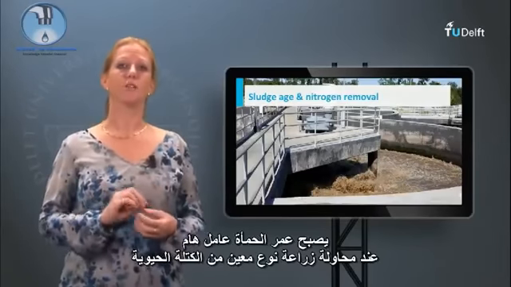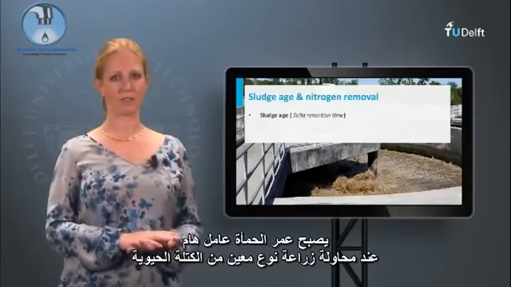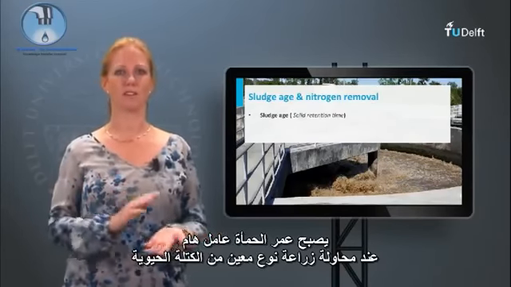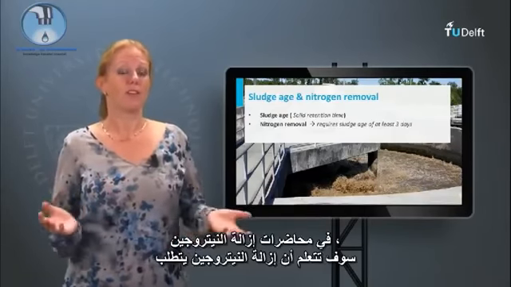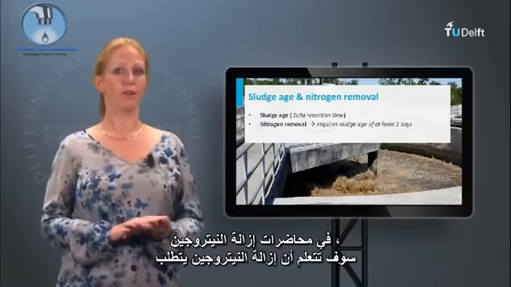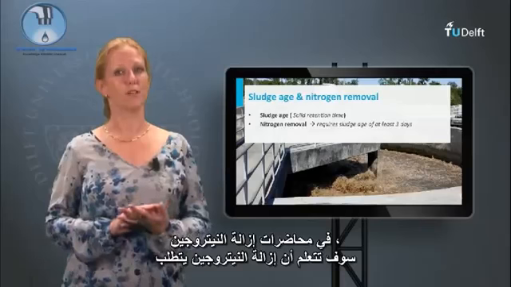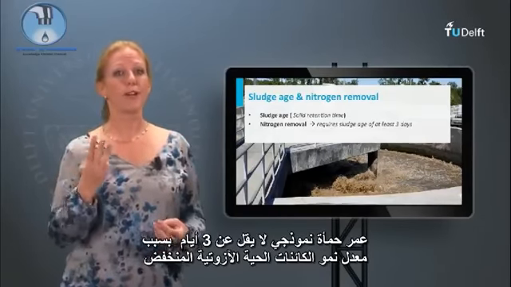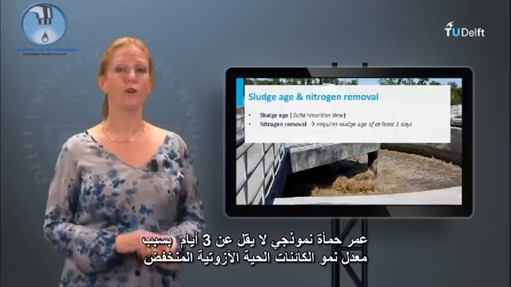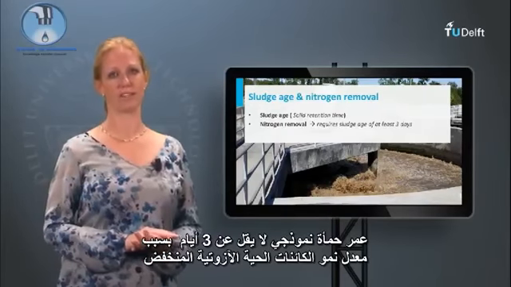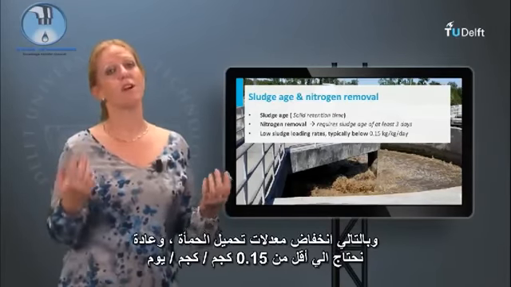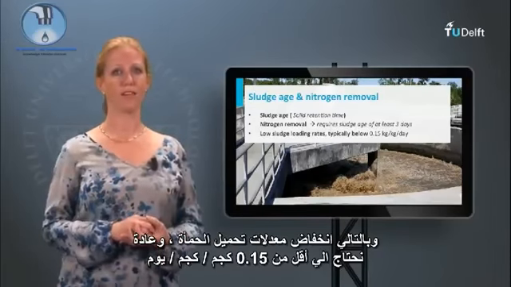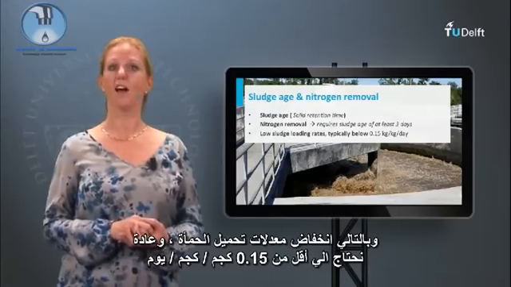The sludge age becomes an important parameter when trying to cultivate a specific type of biomass. In the lecture about nitrogen removal, you will learn that nitrogen removal requires a typical sludge age of at least 3 days due to the low growth rate of the nitrifying organisms. Therefore, low sludge loading rates, typically below 0.15 kilos per kilos per day, are required.